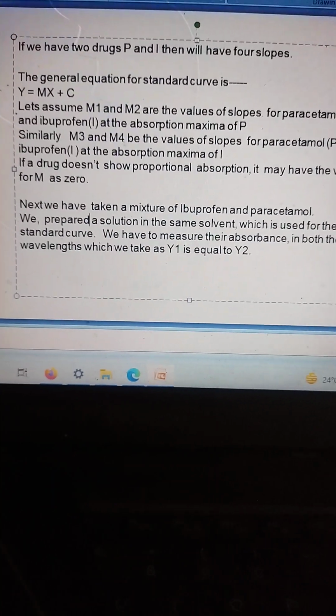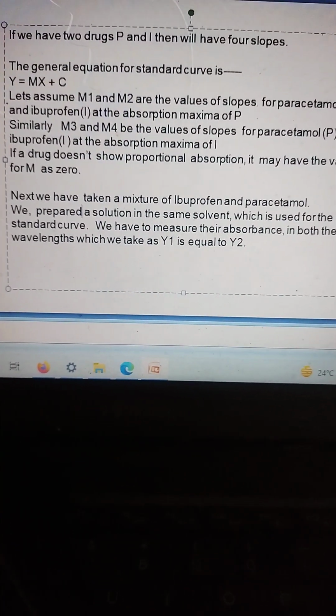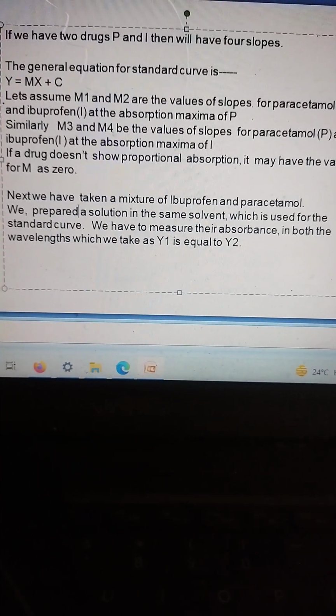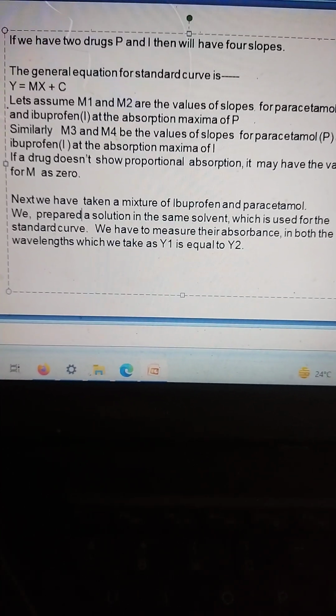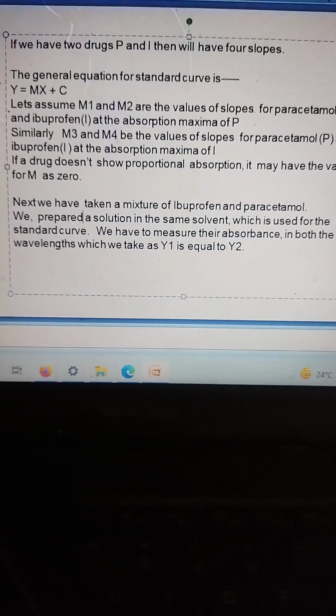Sometimes a drug does not show proportional absorption, or shows insignificant absorption at the second wavelength. That makes matters even easier because the value of M will be 0 at that point.